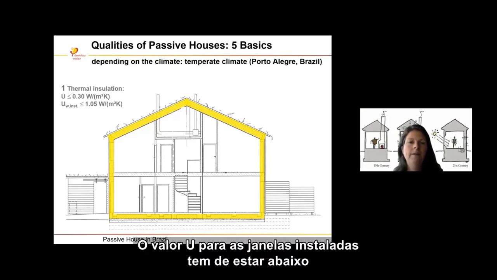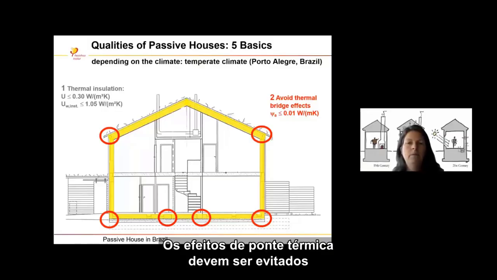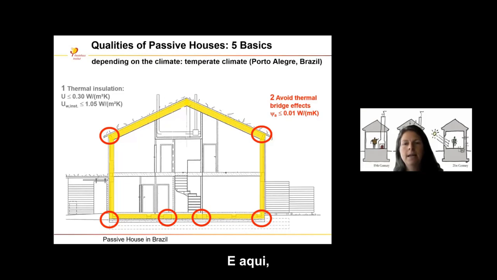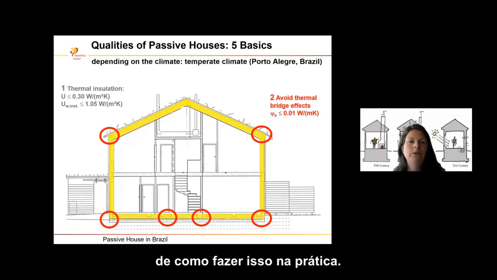The U value for the installed window needs to be below 1.05 watts per square meter Kelvin. The thermal bridge effects should be avoided, and here a thermal bridge-free design is helpful. There are a lot of realized buildings documented where you can find examples of how to do that in practice.